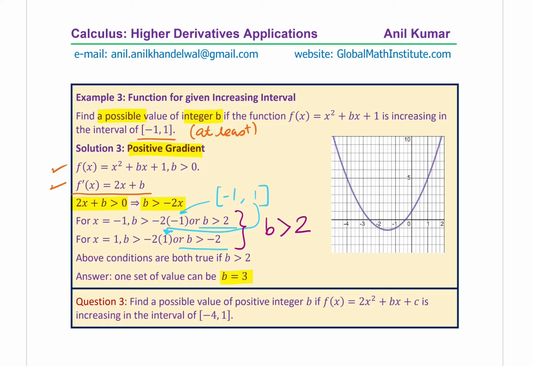Correct? Now here, I would like to add a note. A note is that 0 is considered positive. Clear? So giving b equals 2 will also be correct.